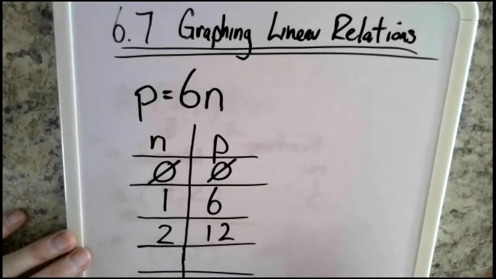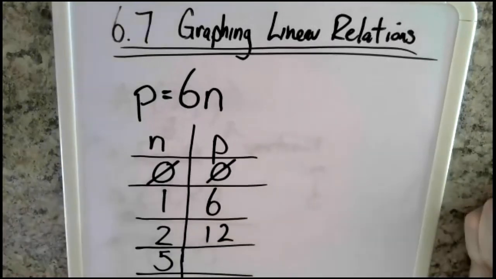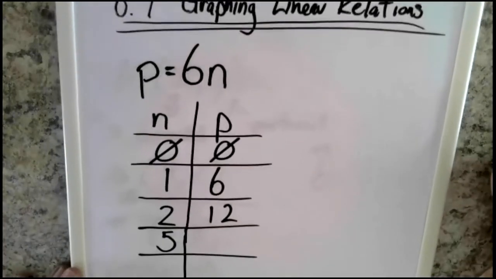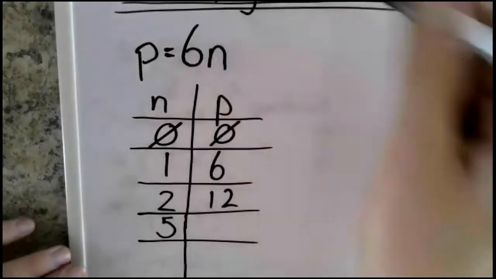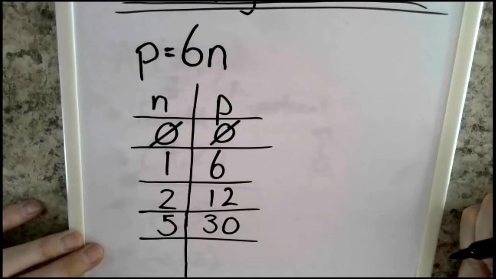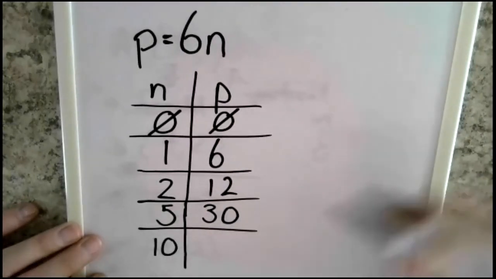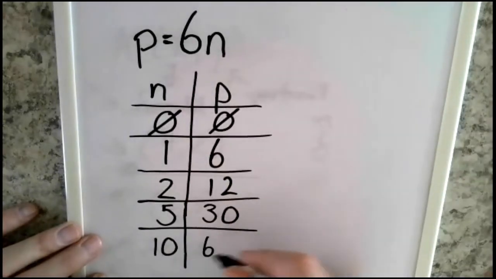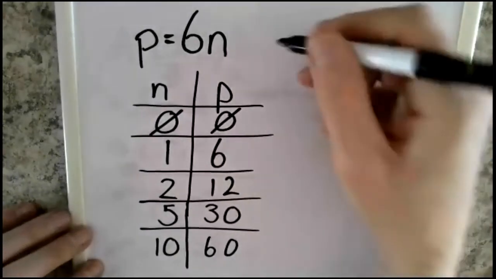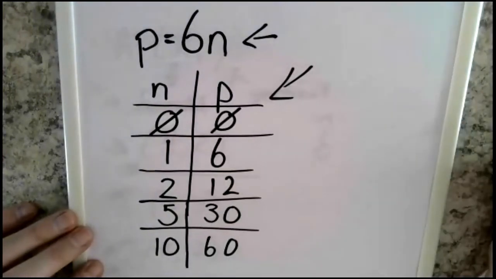Let's bump it up. She has a really productive day. She goes and gets 5 trays planted. Well, 5 times 6 is 30. And then let's say she had 10 trays one day. Well, 10 times 6 is 60. So here's our equation. Here's our table of values we created from that equation.